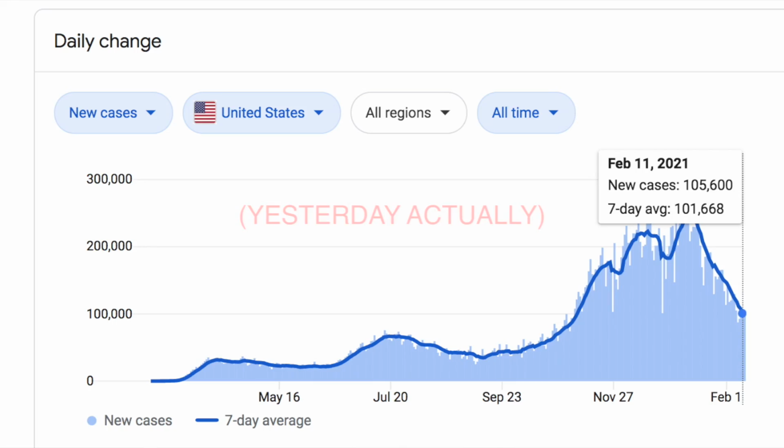COVID cases today, unfortunately, went up by quite a bit. They're above 100,000. They were 105,600 new cases in the US.